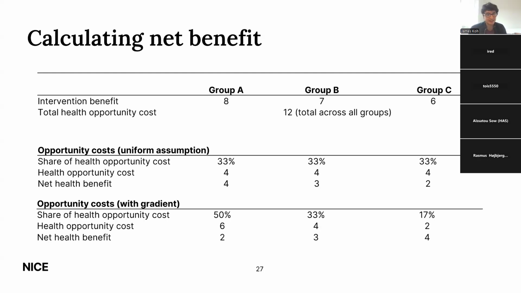But if we do a different scenario in which Group A benefits the most, but they also incur a greater share of the health opportunity costs, distributed so that you'd have 6 QALYs as the health opportunity cost for Group A, 4 for Group B, and 2 for Group C, then you end up with the net health benefit distribution reversed. So you end up with C benefiting the most and A benefiting the least. And you can imagine that if Group A is a low income group or a high deprivation group, then you've gone from reducing health inequality to increasing health inequality. So it's obviously a very significant input.